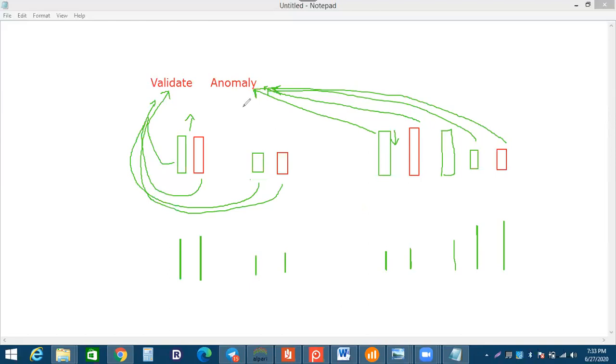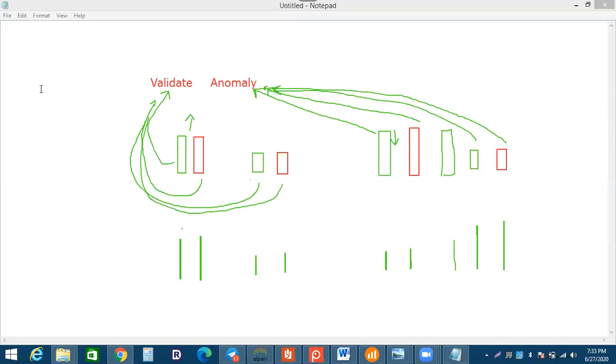Okay, the next topic is why, when the price is increasing, the volume is increasing, and what is the rule behind that. There is one rule.